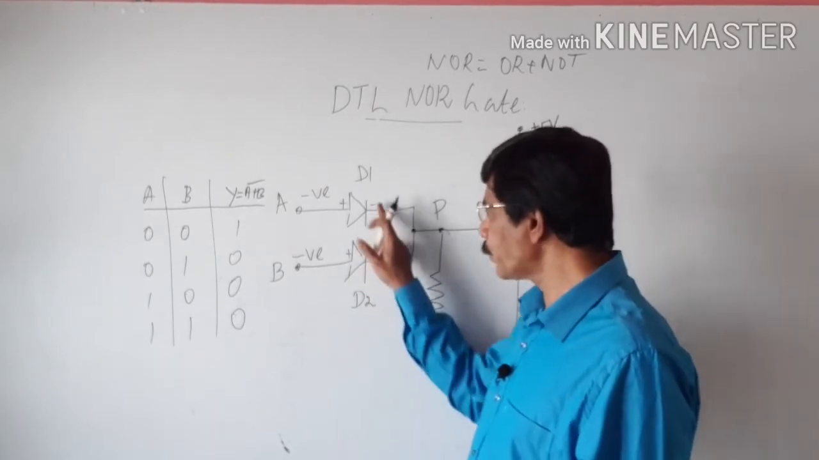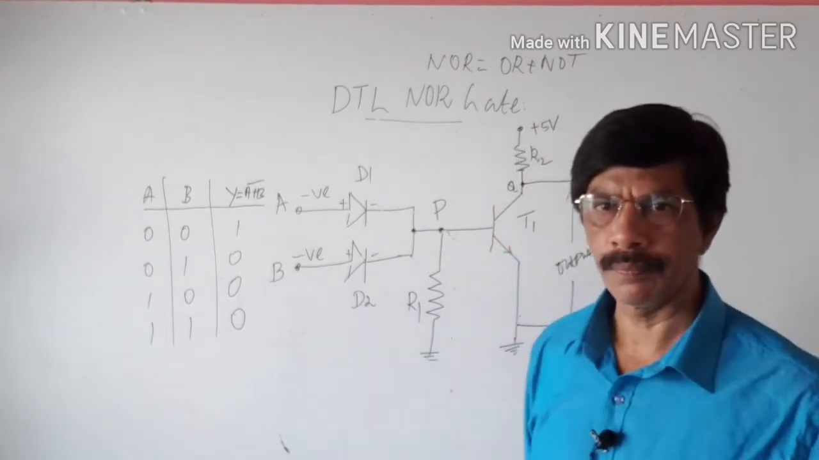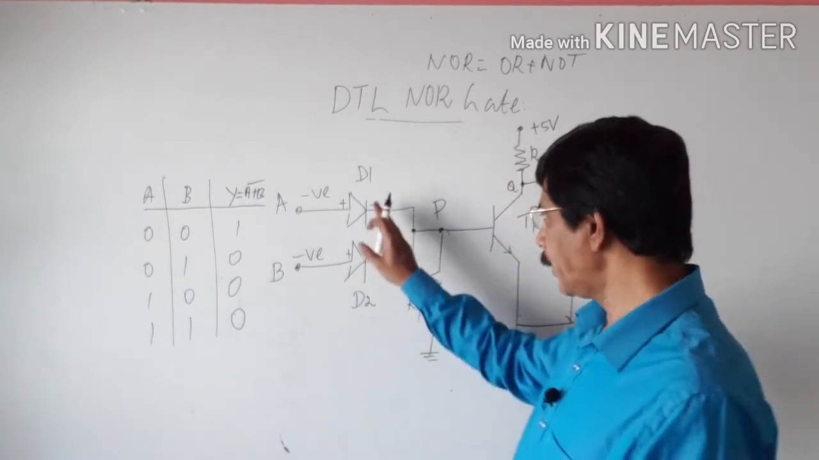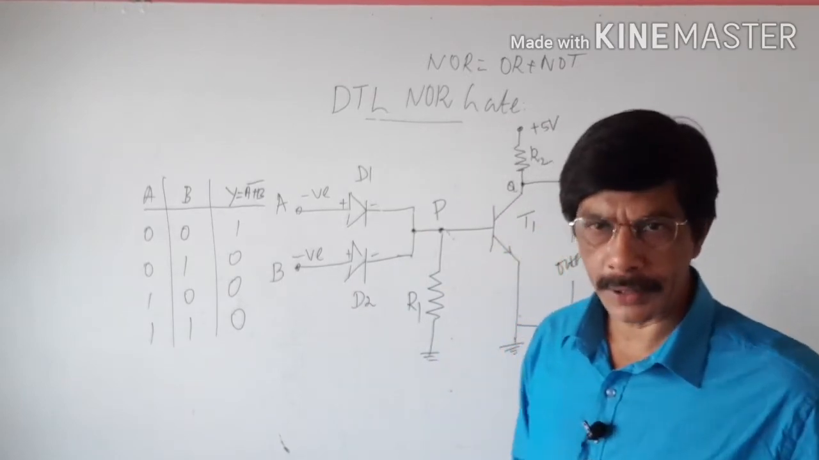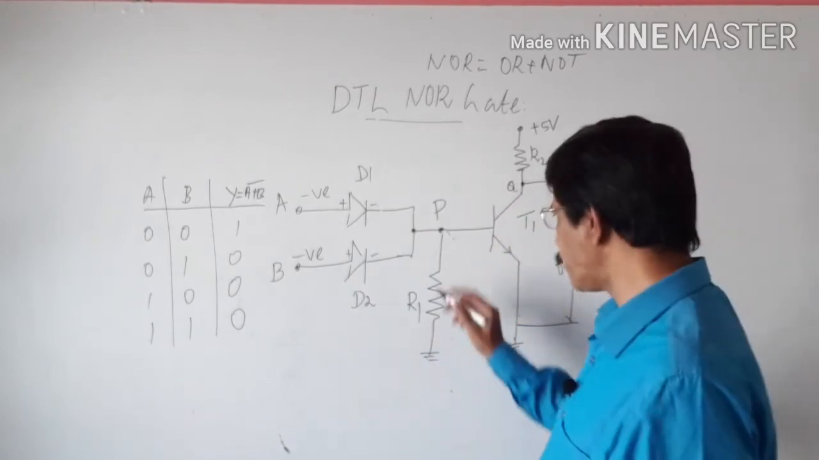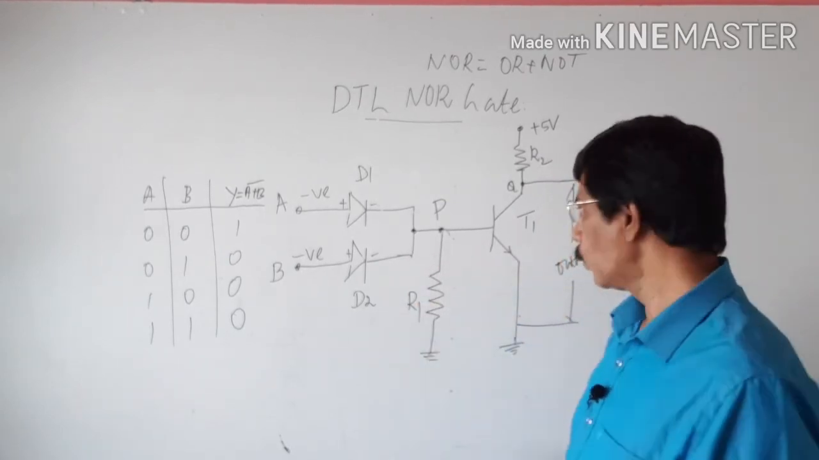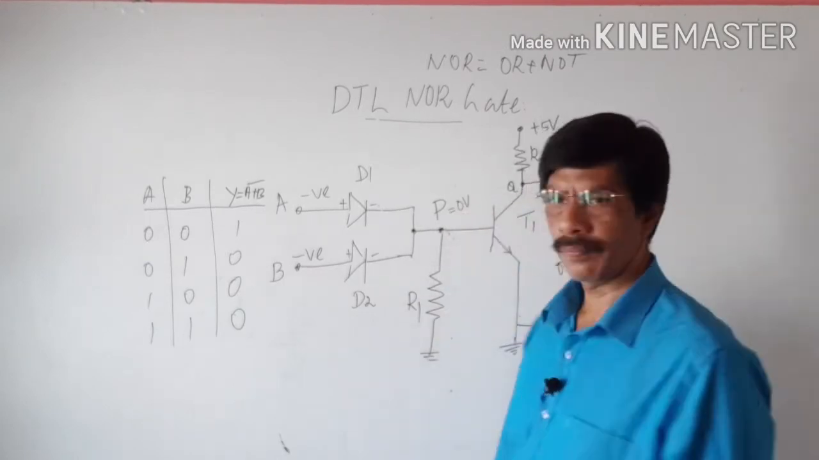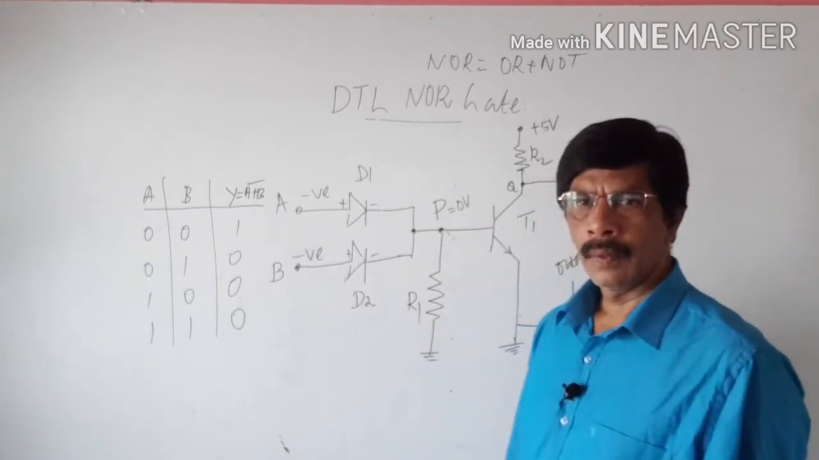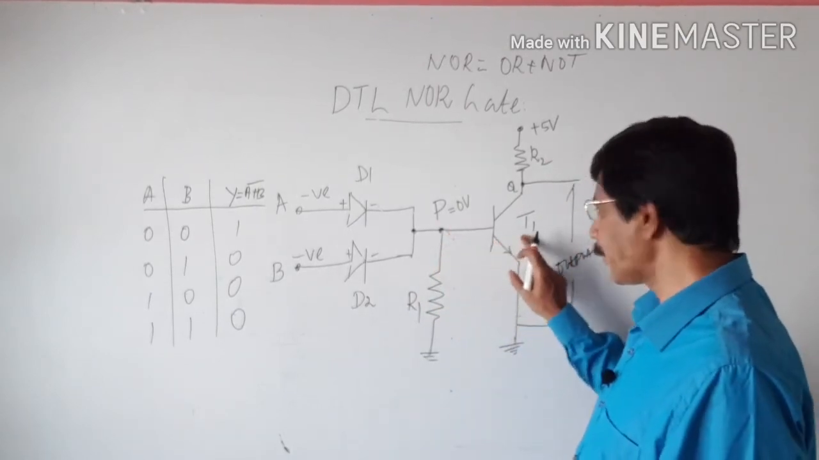Now, both diodes D1 and D2 are in reverse bias mode. When in reverse bias mode, there is no conduction, no current, and no voltage drop across the resistor R1. Now, the voltage at P is almost 0 volt. This 0 volt is given to the base of the transistor T1.